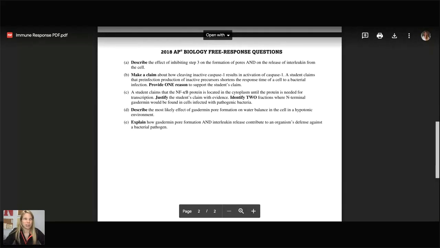Obviously, this is not what your test is going to look like this year because it's got A, B, C, D, E. This test is only going to have A, B, C, D. But the types of questions are pretty well aligned with what it's going to look like. There's no identify, there's no construct a graph. It's all describe this phenomenon, explain this, make a prediction, justify, and so on.